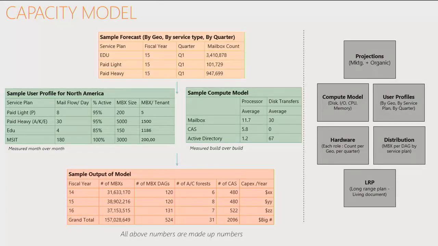Once we have these three things put together, we put together a model which says that by quarter, by fiscal year, and so on, how many different kinds of server roles do we need? Do we need 200 more DAGs, or do we need 1,000 more CAS boxes, those kinds of things? And then it is overlaid with our budgeting to cover both aspects, the CapEx and the OpEx.